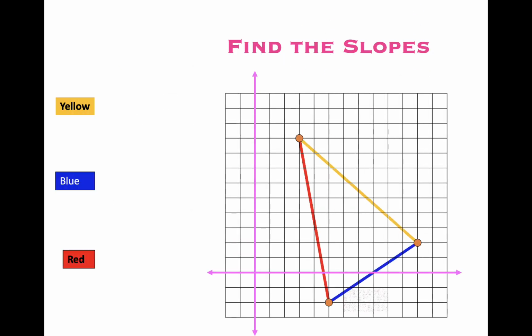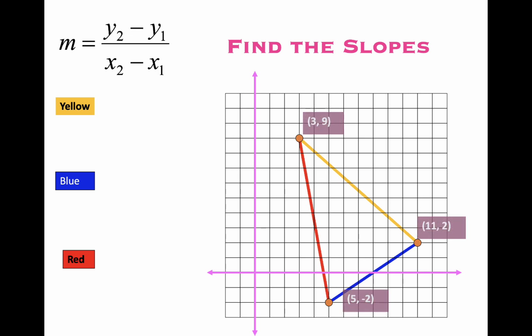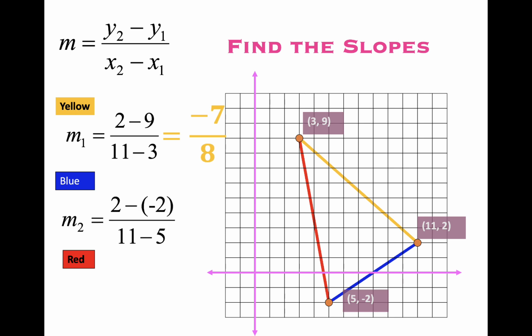So, we have to look for the slope. Ayan. It's for the given. Ayan. For the yellow, m1. So, 2 minus 9, 11 minus 3. So, we have negative 7 over 8. So, for the blue, 2 minus, well, minus negative 2. So, magiging positive yan, di ba? So, and then 11 minus 5.